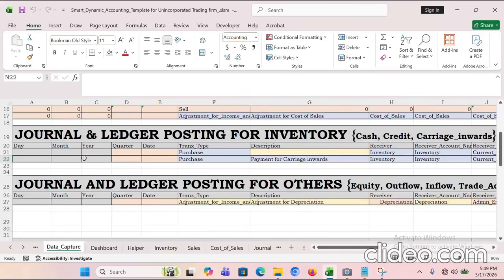Okay, so let's confirm whether all these were captured in the inventory sheets. So remember, the first purchase we made was a cash purchase of 1,000 units at a cost price of 100 naira, while the second one that we just posted now is 2,000 units at a cost price of 150 naira. So let's confirm whether this was captured in the inventory sheets.